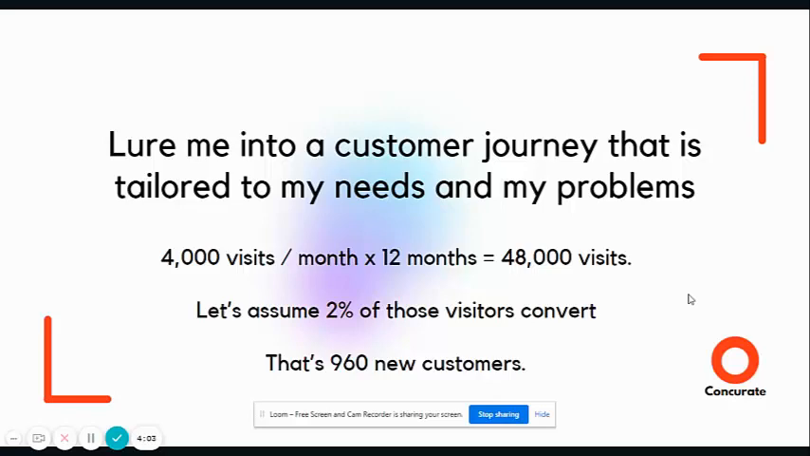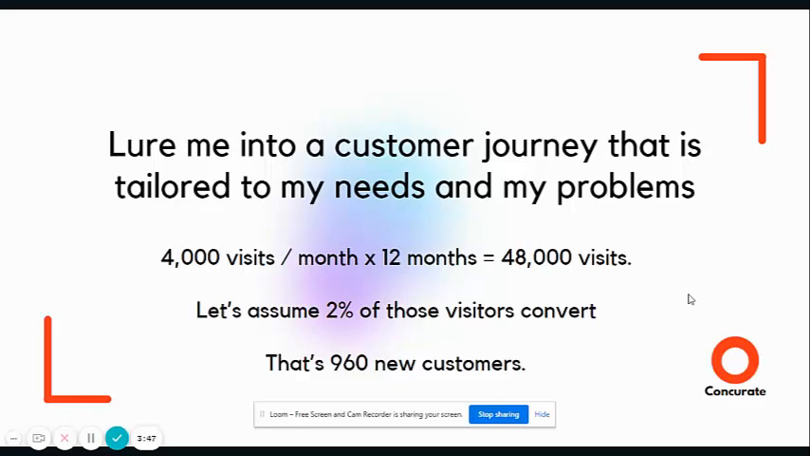Banking CRM, healthcare CRM, when people enter these queries, Salesforce pages come up. So let's assume that they are getting 4,000 visits a month, and if you multiply it by 12 months, they get 48,000 visits on these pages alone.